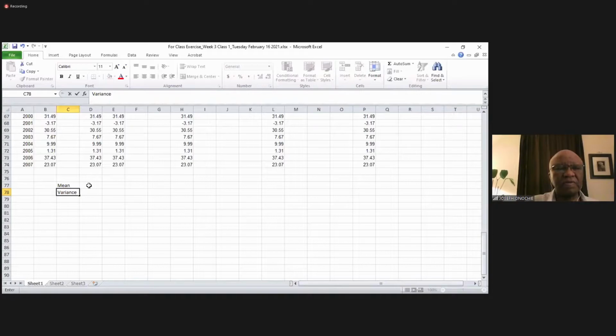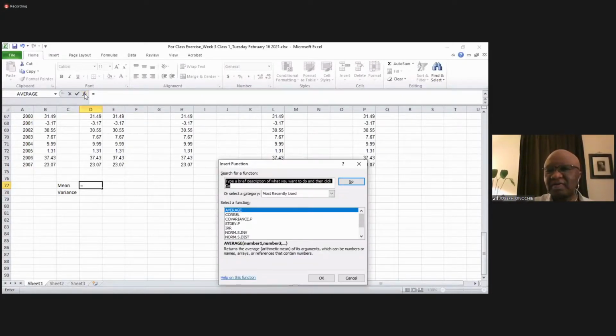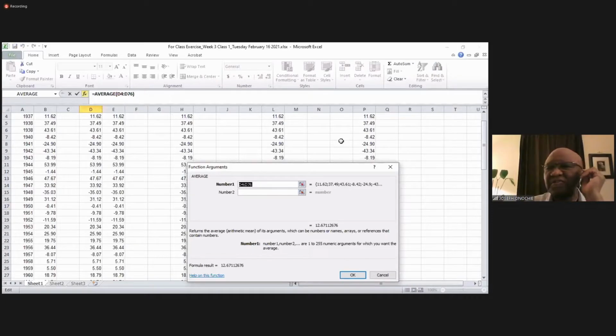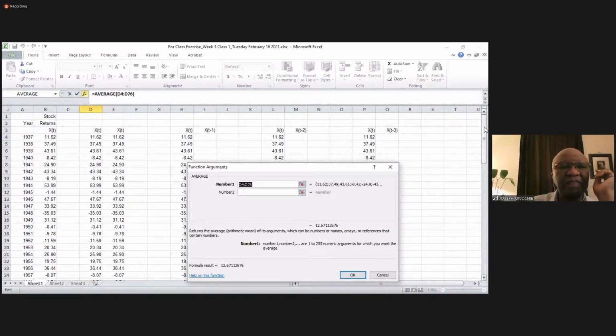All right. So the mean here, I am going to say equals. I draw down my formula. Is this too fast? You guys know how to do this, so I won't even bother. I want to do the average, so I select the average and say okay. Now I'm going to define the range. So I'm going to pick up this range from D4.